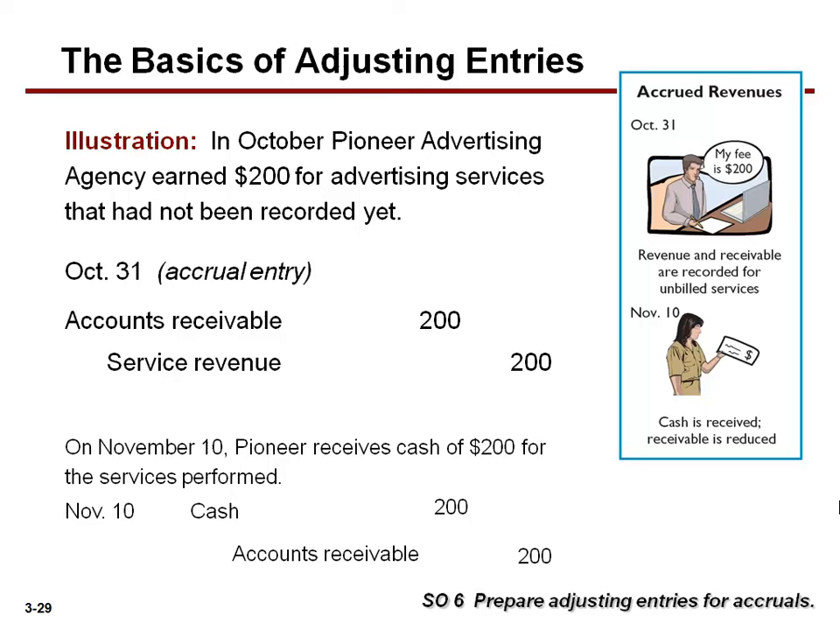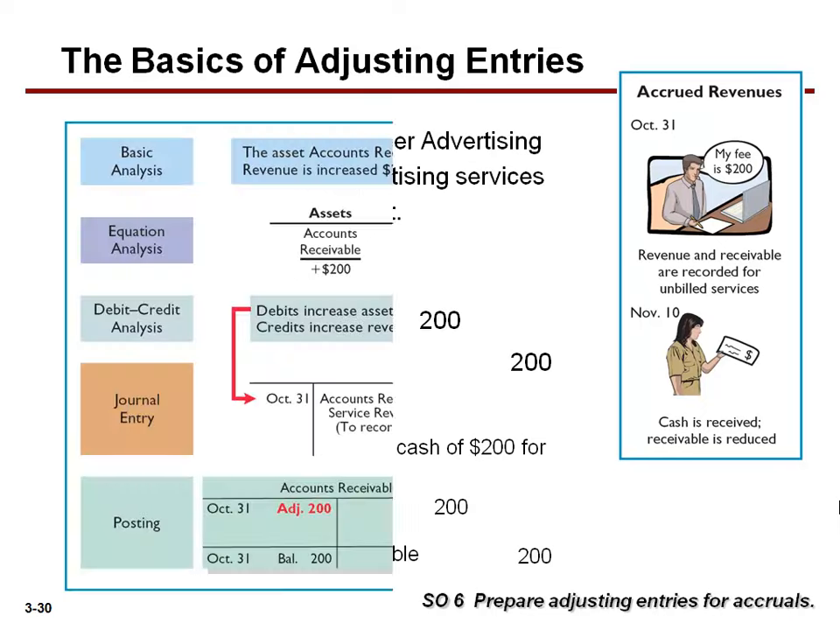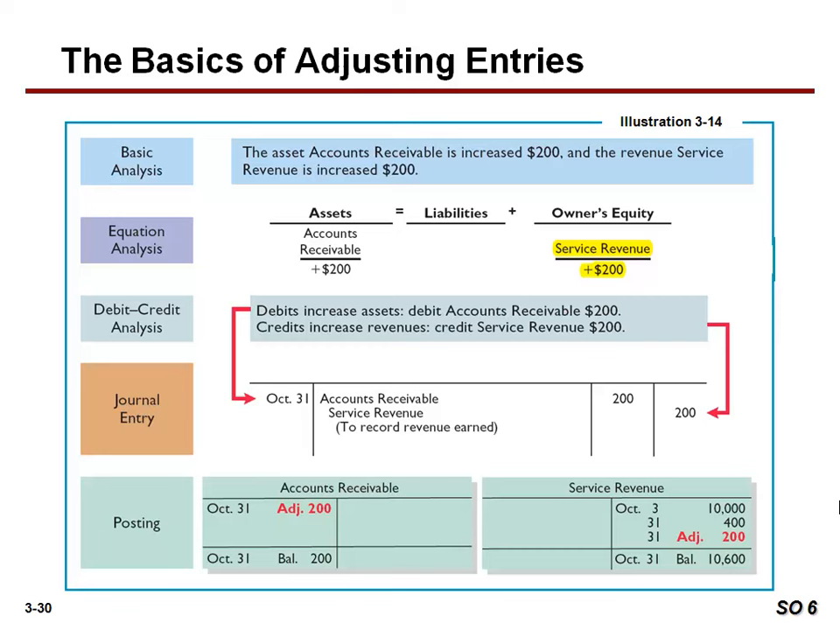We're going to reflect in October the fact that we made a sale, not in November when we collected it. Again, separate but related transactions. Looking at the detail of this transaction, we analyzed that at the end of October, receivables have increased, the promise of our customer to pay us, so we're going to increase accounts receivable by $200, left-hand side of the equation, and the offset is an increase to owner's equity, service revenue account, plus $200.